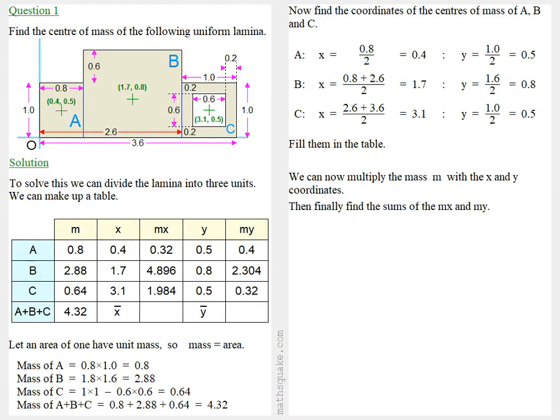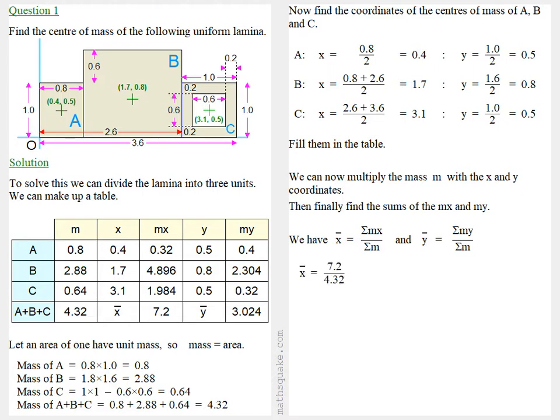So for mx, 0.32 plus 4.896 plus 1.984 is equal to 7.2. And for my, 0.4 plus 2.304 plus 0.32 is 3.024. Then we have x bar is equal to the sum of the mx's over the sum of the m's, and y bar is equal to the sum of the my's over the sum of the m's.